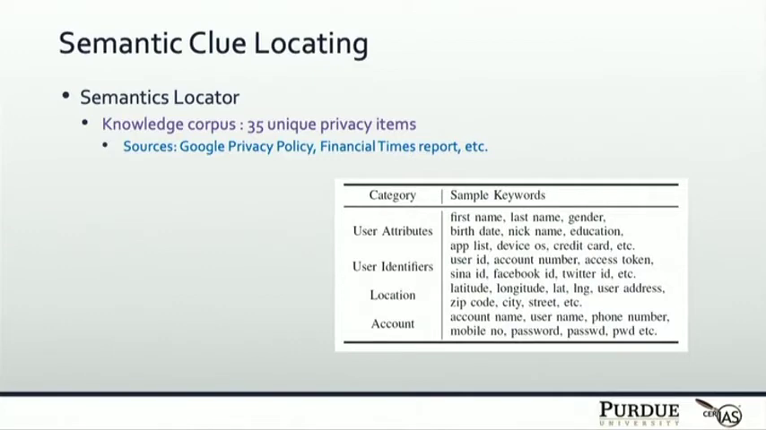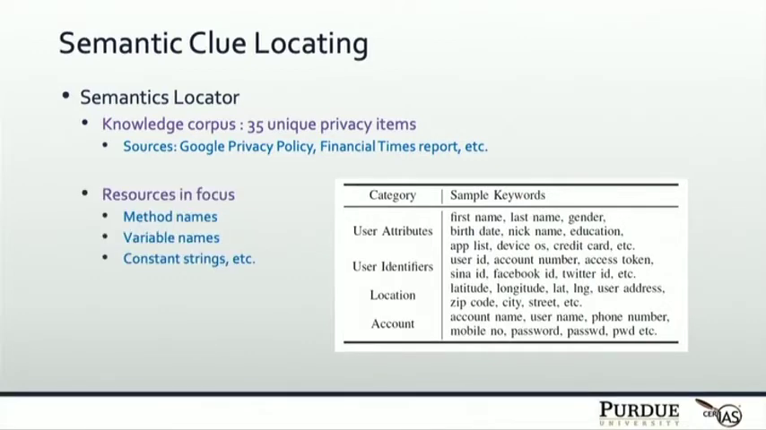To identify privacy-related data through the semantics of program elements, we first gather a set of privacy-related keywords as the knowledge corpus. These keywords are gathered from multiple sources, including Google's privacy policy, reports from the Financial Times, and related research. Then the semantics locator takes all possible elements from the decompiled resource in focus, including method names, variable names, and the constant strings in parameters for each statement, if there are any.